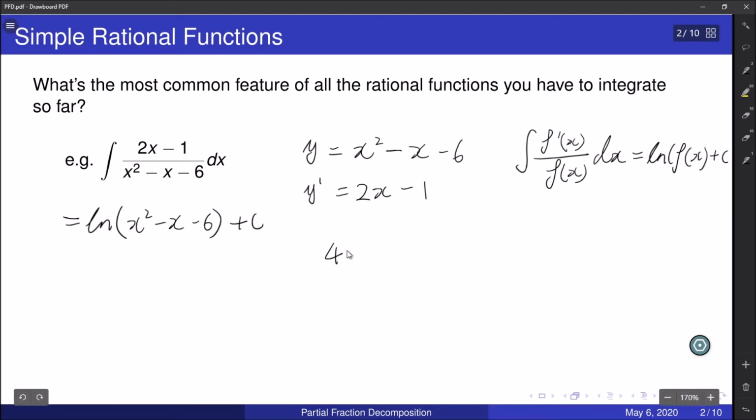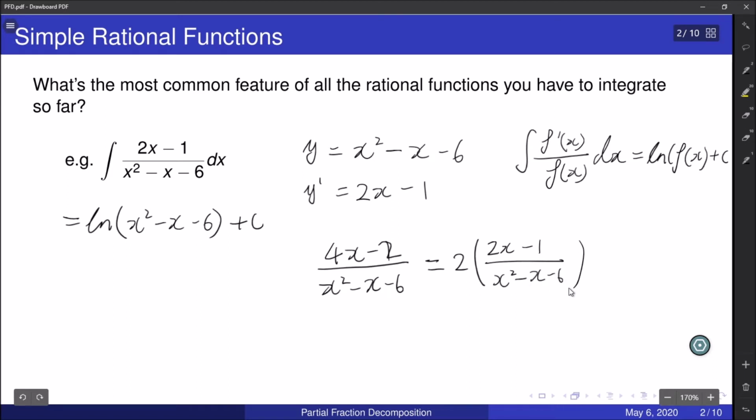So for example, if we have 4x minus 2 over x squared minus x minus 6, then it's really just 2 times 2x minus 1 over x squared minus x minus 6, and it leads to exactly the same result. Well, not exactly, it's double the result, but you get the idea. So all of these are very simple to solve. Today we are going to start looking at situations where this is not the case.